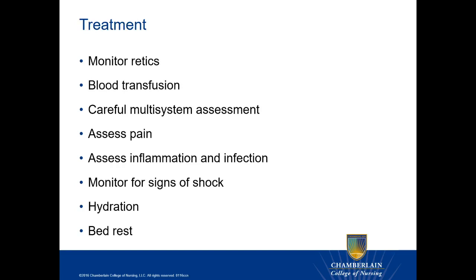All right, as always, we're going to monitor a CBC, monitor reticulocyte counts to know how that bone marrow is doing. We may give blood transfusions. We do a careful multi-system assessment. For example, they may be having little mini occlusive crisis in their eyes, so they need a good retinal exam every 6 months. They need a neuro assessment. They need sensory assessment. We need to assess their pain, obviously. Looking at inflammation, sources and signs of infection. Looking for signs of shock.